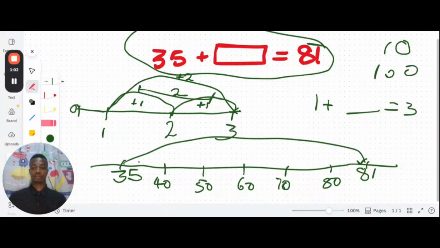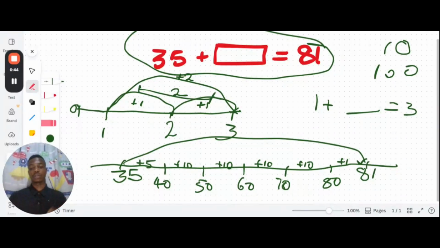So from 35 to 40 is 5 steps. 40 to 50 is 10 steps. 50 to 60 is 10 steps. 60 to 70 is 10 steps. 70 to 80 is 10 steps, and 80 to 81 is 1 step.